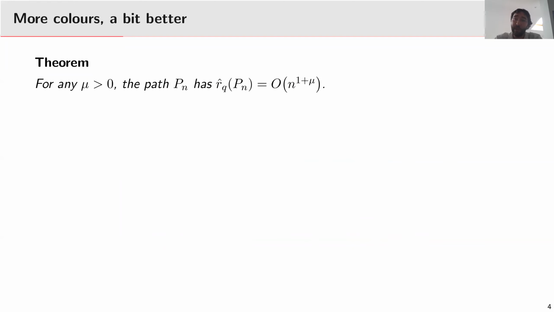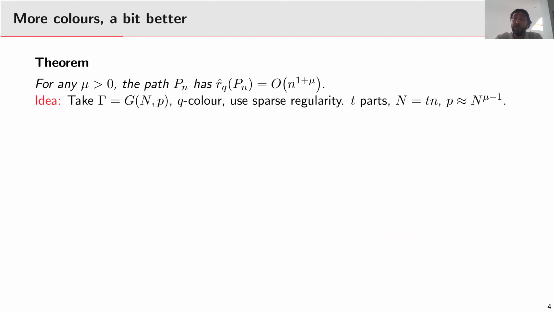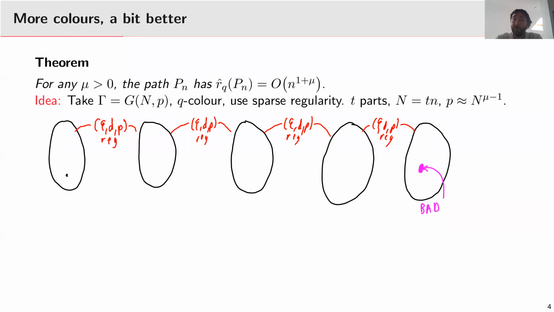This is going to be kind of a baby case, but this is the strategy I want to talk about for most of the talk. The idea is again the same. We take our random graph, this time with p being what we need to get this number of edges, so slightly more than 1 over n, polynomially more. Let's suppose that when we apply sparse regularity, for convenience, we get t parts. So capital N will be t times little n, and each of these parts has little n vertices.